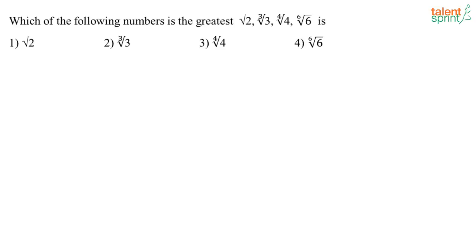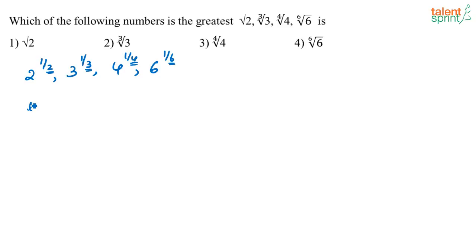See, these are all surds, correct? Now what you do is first find out the LCM of these powers or the order of these surds. See, you have 2 to the power 1 by 2, 3 to the power 1 by 3, 4 to the power 1 by 4 and 6 to the power 1 by 6. Now 2, 3, 4 and 6. I am looking at the order of these surds or the power that is given, not the numbers.